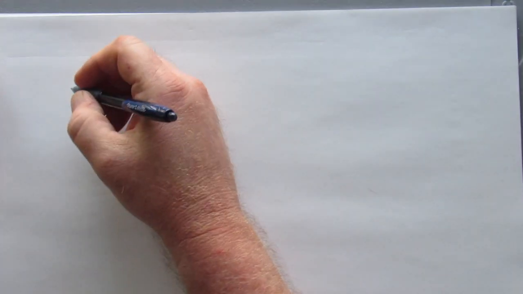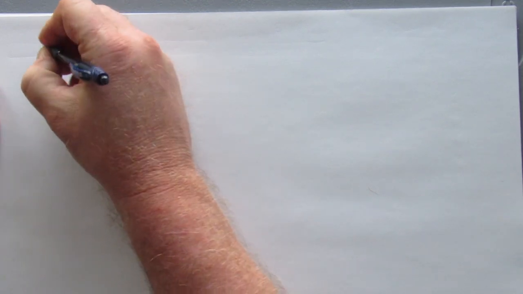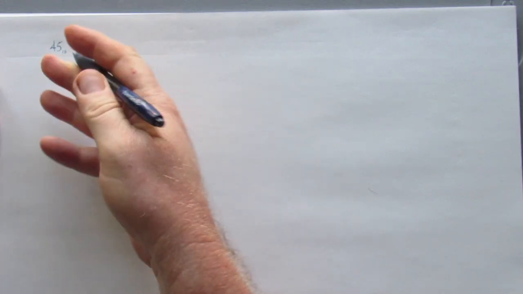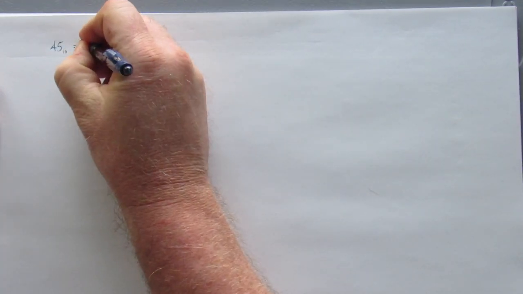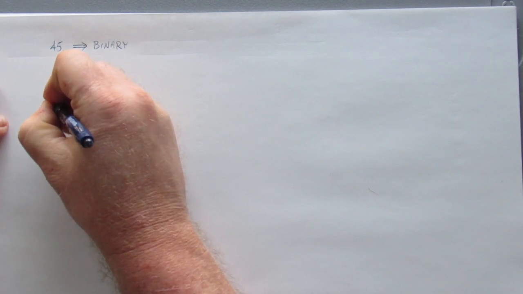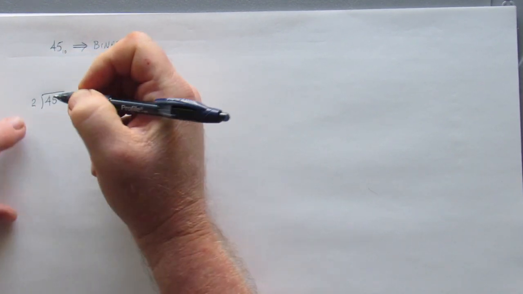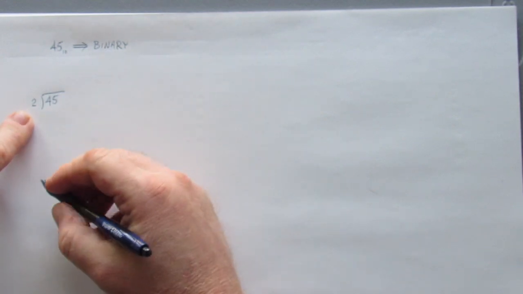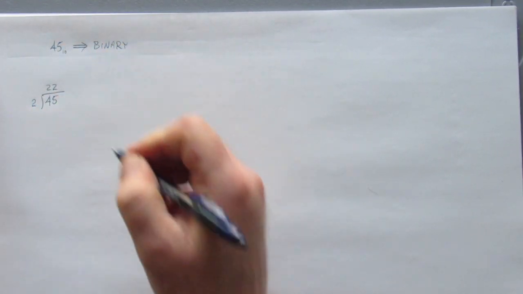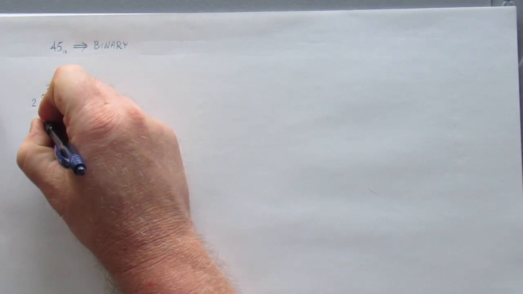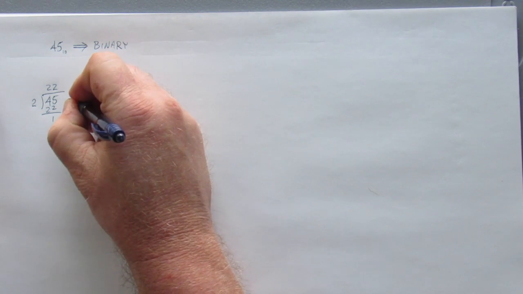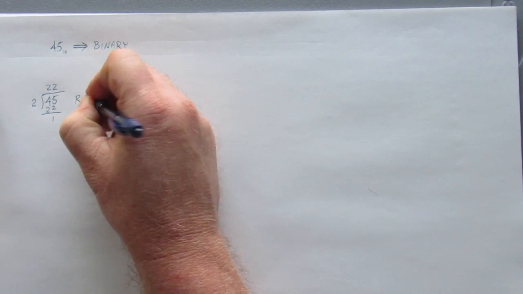Okay, so there are two ways to convert between numbering systems. Let's start with one way. Let's say we have the number 45 base 10, that's decimal, and we want to change it into binary. The first step would be to take the 45 and divide it by 2 because 2 is binary. So I can look at this and say that 22 goes in there twice. 22, subtract that, get 1. So your remainder is 1.